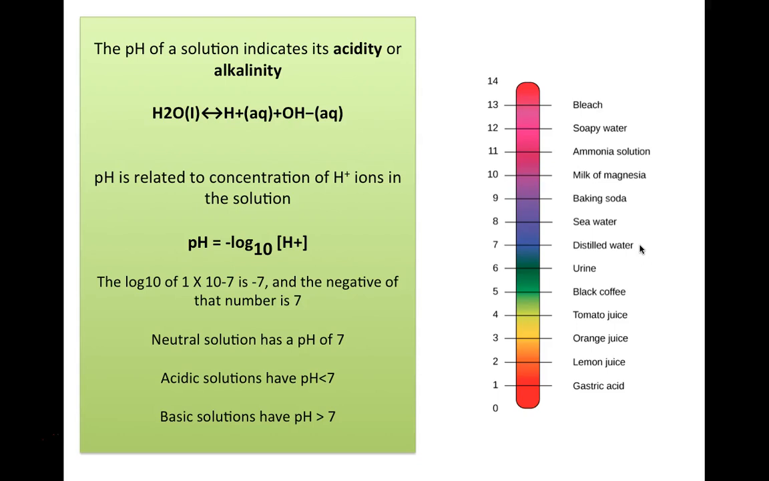So pH of 7 is considered neutral, and that would be distilled water. pH less than 7, that would be an acid. pH greater than 7, it's going to be considered an alkaline. And of course, the further away from the center, the further away from 7 that we get, the more extreme the acid or the base in terms of its ability to cause some kind of change to whatever it comes in contact with.